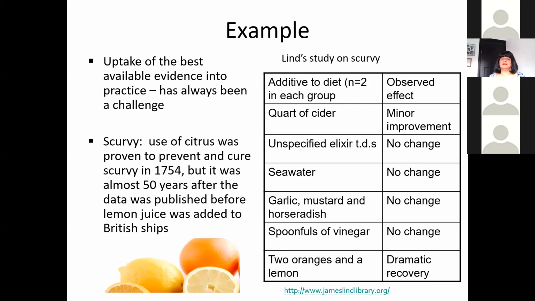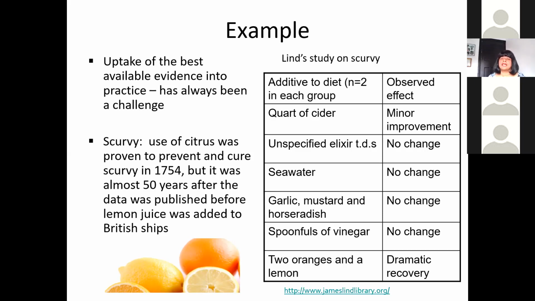This is just an example. So if any of you start doing a systematic review and you think, wow, this is going to change practice or policy, don't be disheartened if it takes many, many years, because James Lind, he's often called the father of systematic reviews. He certainly did a trial on what was best to use if you have scurvy. Use of citrus fruit was proven to prevent and cure scurvy in 1754. This is going back many, many years. But it was almost 50 years until the British Navy started using lemon juice on their British ships.